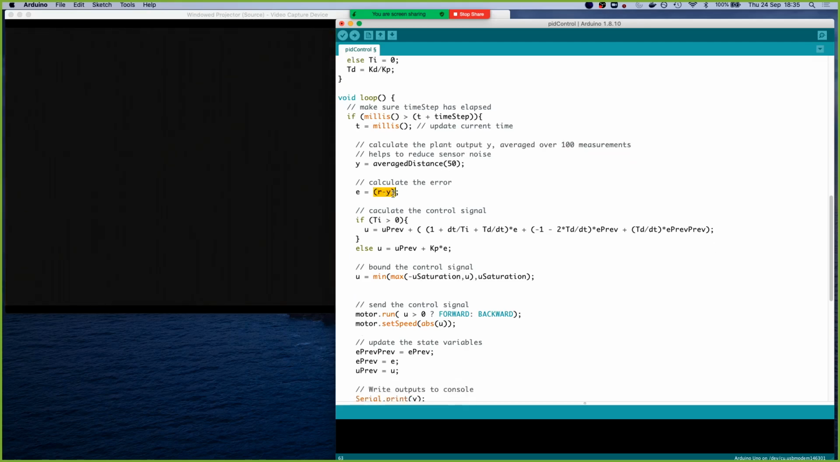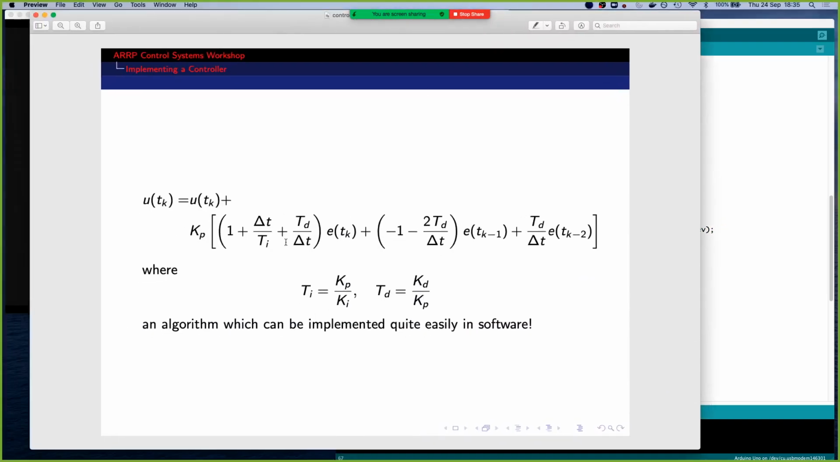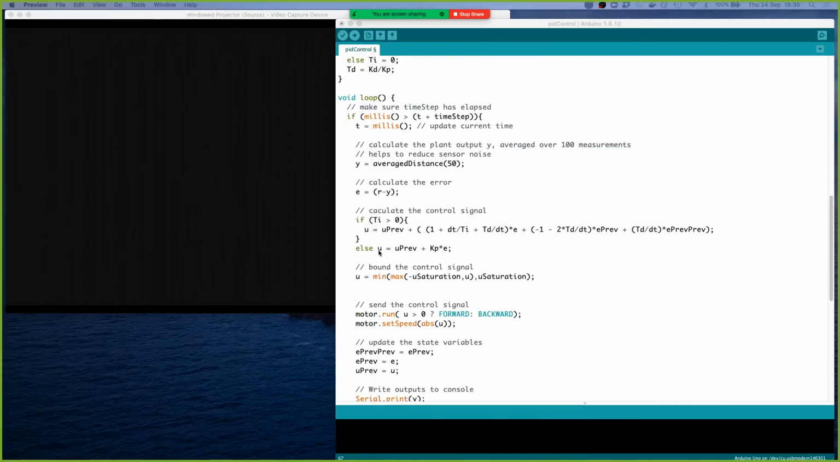Here's our error term. Obviously, here's our R minus Y. Here's the control signal. Again, the if and the else is just to make sure that I handle the divide by 0 term. So I've just got that handled. Here's the full algorithm from this one. So that's the full algorithm implemented, and the reduced one underneath is what it reduces to if Ki and Kd are 0. That can be useful too, so I don't need to keep changing which one it actually uses.